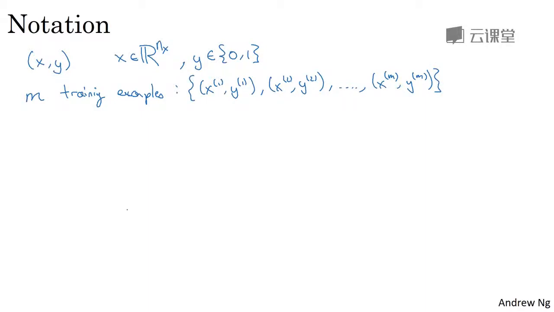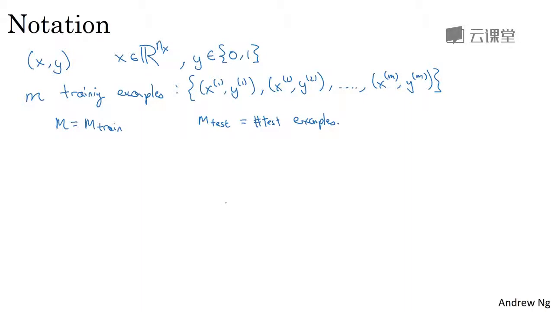So I'm going to use lowercase m to denote the number of training examples, and sometimes to emphasize that this is the number of training examples, I might write this as m subscript train. And when we talk about a test set, we might sometimes use m subscript test to denote the number of test examples.